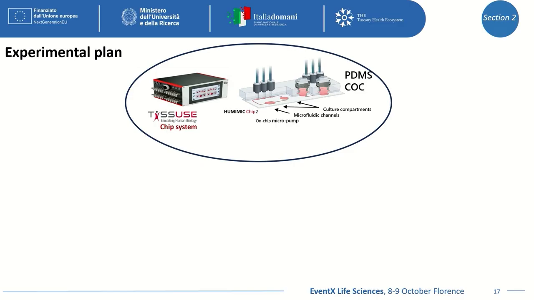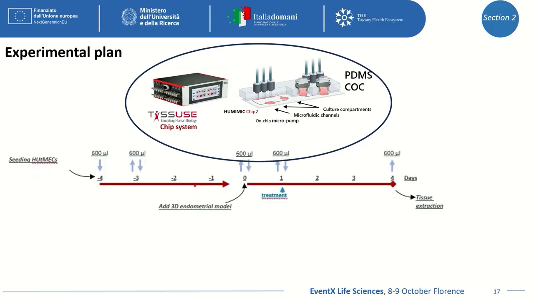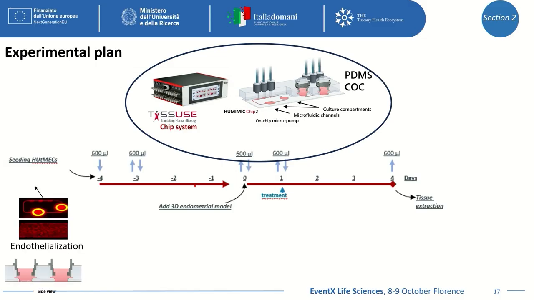that were endothelialized. So we added the endothelial counterpart in these channels. The experiment starts with seeding the endothelial cells in these microfluidic channels. After a few days, once the cells were growing, we added the 3D model formed by stromal and epithelial cells, of course cell lines, because we wanted a donor-independent model.